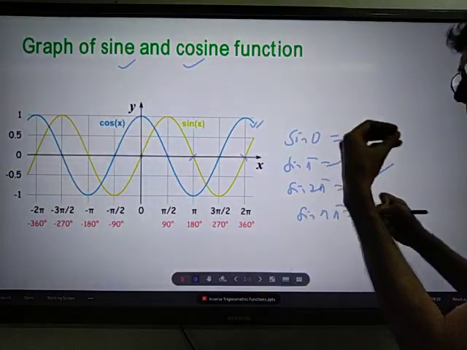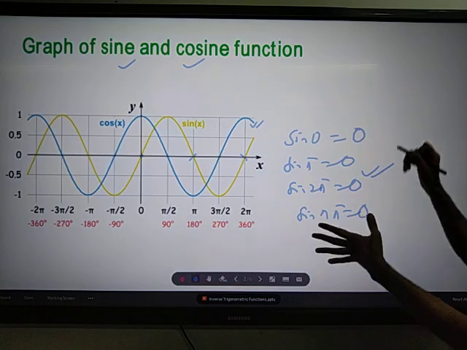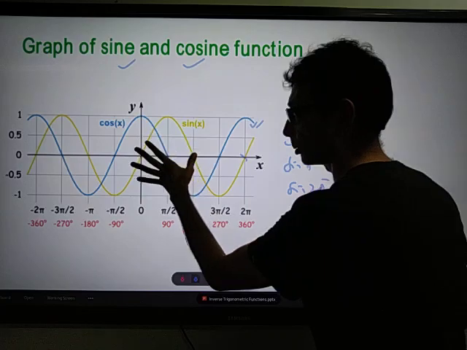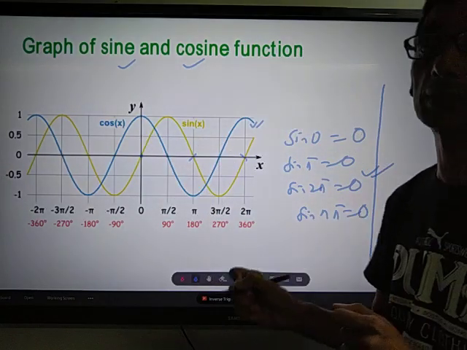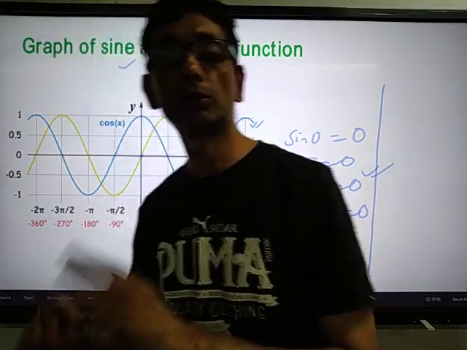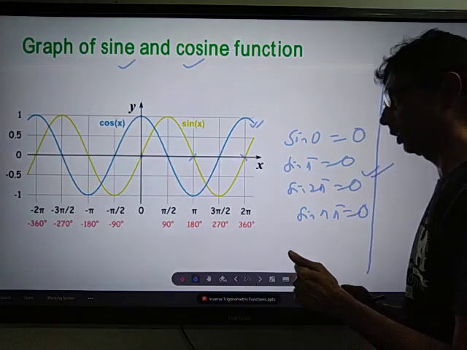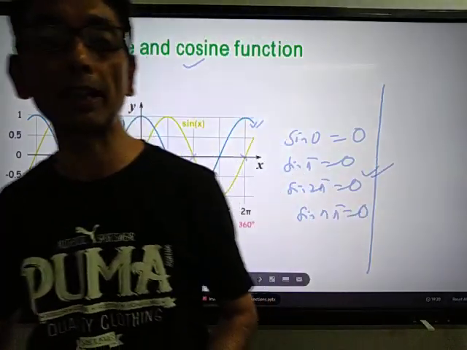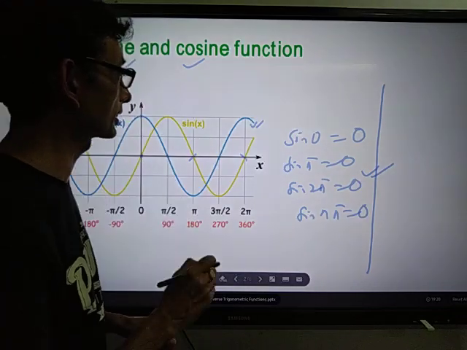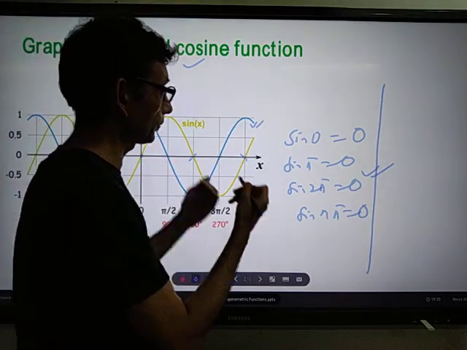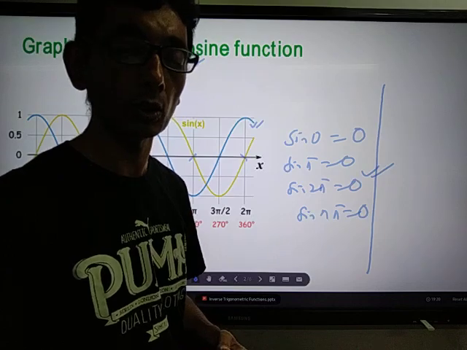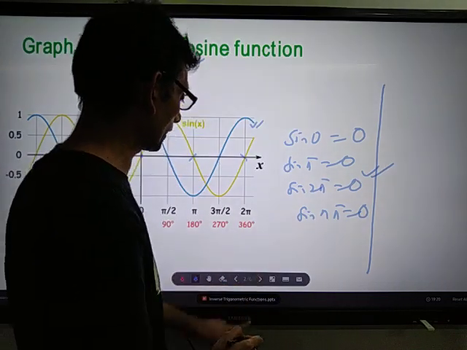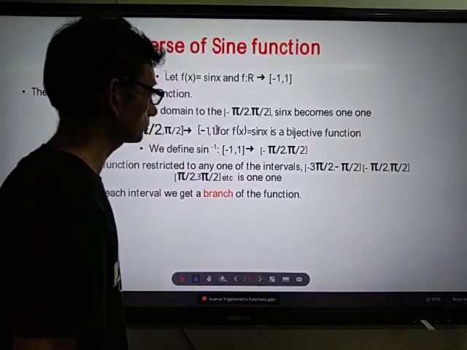That's why we are discussing this point: the domain of sine and cos both is R. Therefore, with the domain R, sine and cos are not bijective functions. Now we are going to discuss how both functions, sine and cos, can be made bijective. Now let us go to the next point.